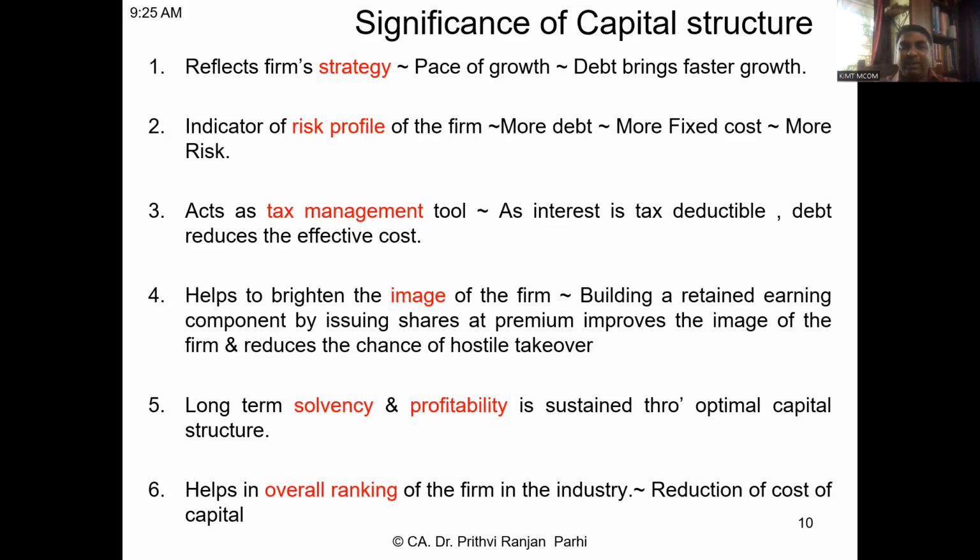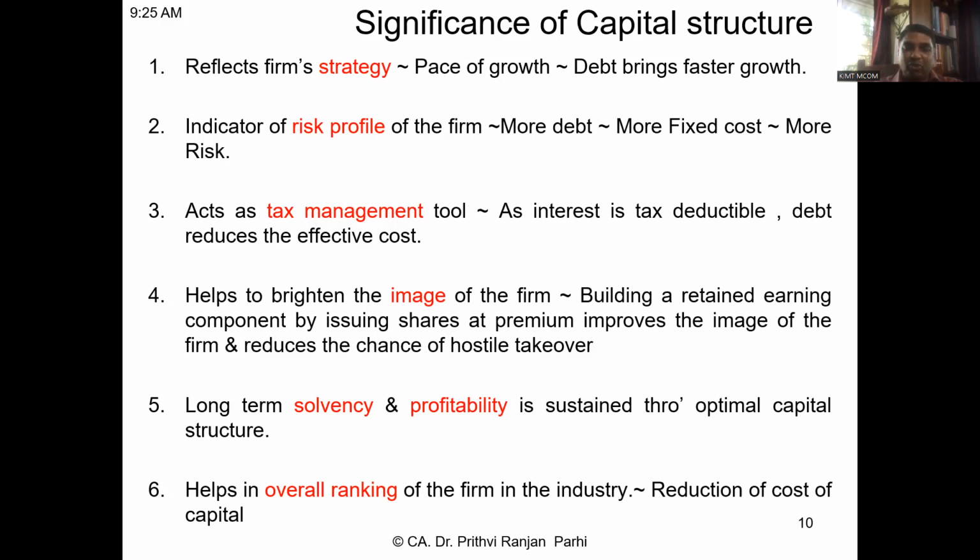Building a retained earning component by issuing shares at a premium improves the image of the firm and reduces the chances of hostile takeover. If there is more retained earning, that can be used for issuing bonus shares, and equity share size, equity components can be more, and hostile takeover can be avoided. That is the advantage. And by looking at the capital structure, one can also understand the long-term solvency and profitability of the business, whether the business is profitable or not. Whether the business will be solvent in the long run, that also one can understand.